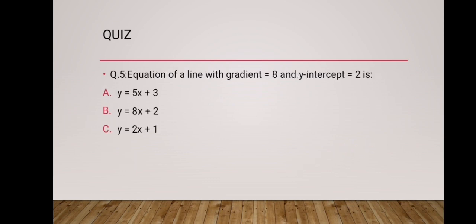Now question number 5: the equation of a line with gradient 8 and y-intercept 2. Now we have to form an equation. We know that the gradient we attach with the variable x, so its equation is going to be y is equal to 8x plus 2. So option B is the correct option for this question. Here we have the last question, where we have to form an equation whose gradient is given as minus 3 and y-intercept is minus 7. So y is going to be equal to minus 3x minus 7, and option C is the correct answer for this question.